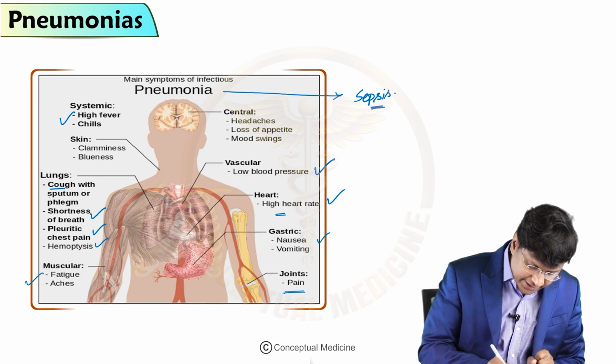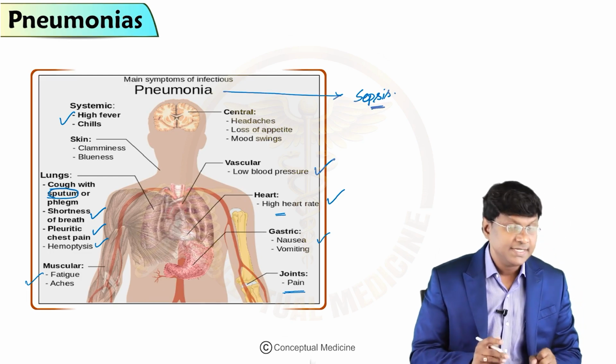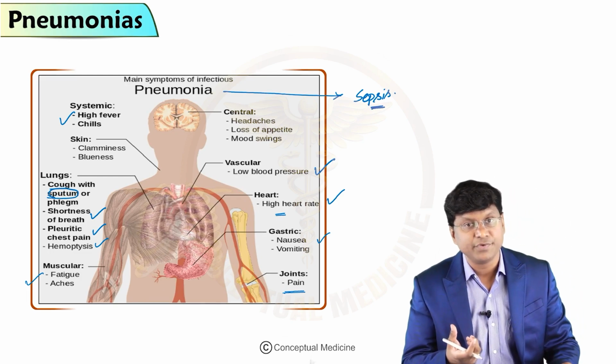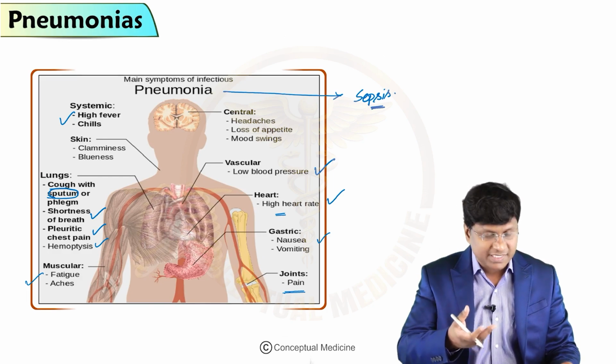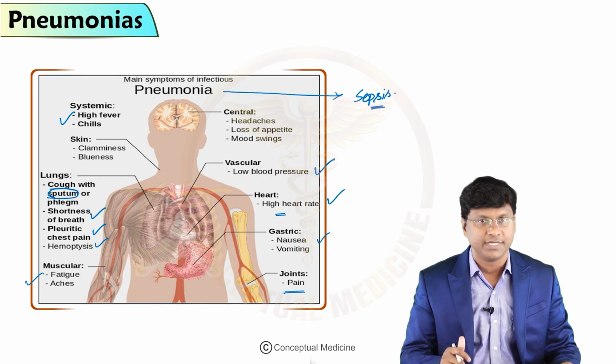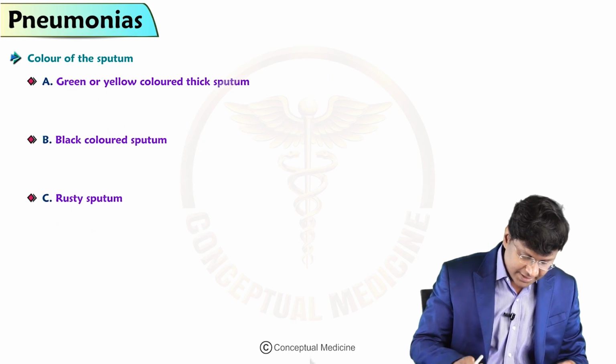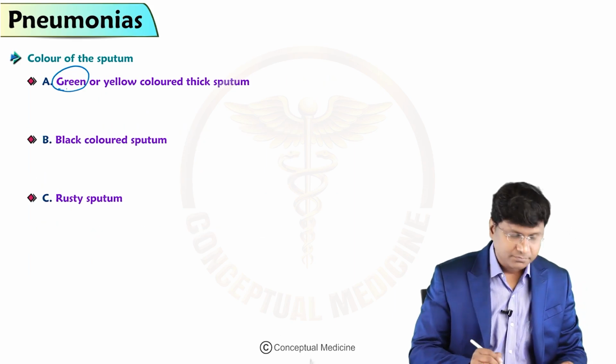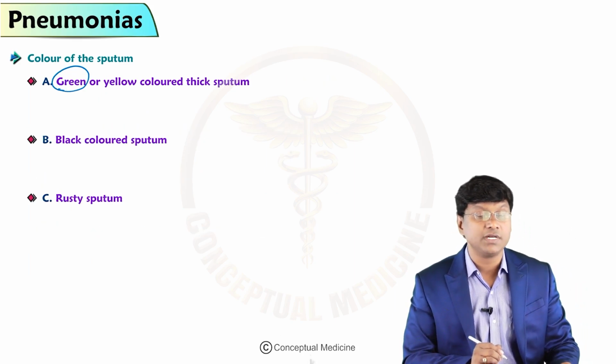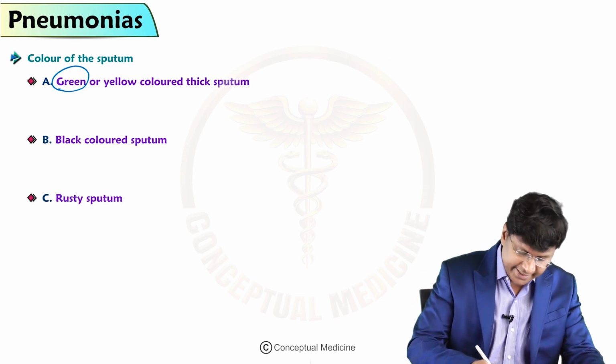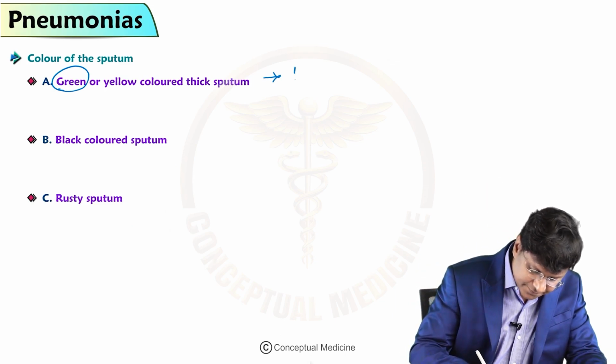Now, very important is the sputum production. Depending upon the color of the sputum, we will be able to make out the underlying organism causing pneumonia. For example, if the sputum is green or yellow colored and thick, that indicates a bacterial infection.